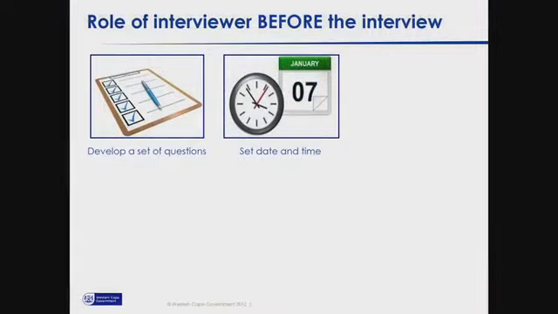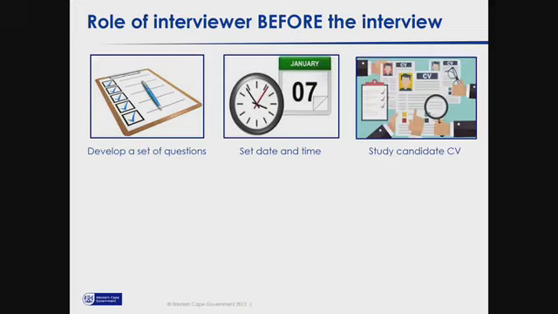Then you have to set a specific date and time. So you need to say, on this date and at this time, you are going to have your interview, and you need to communicate that to everybody involved in the interview process.